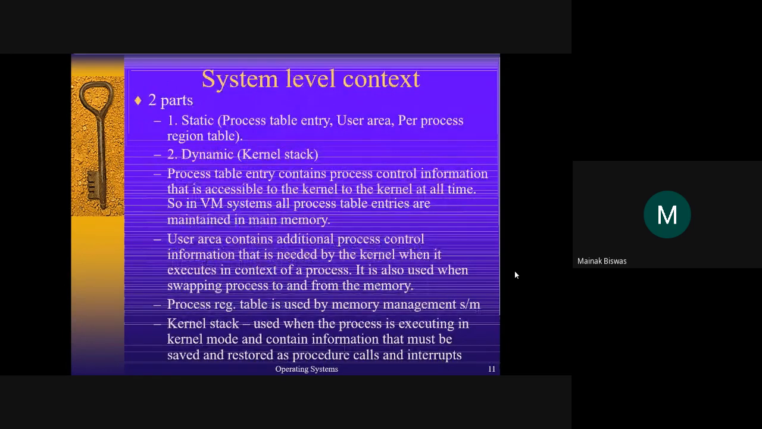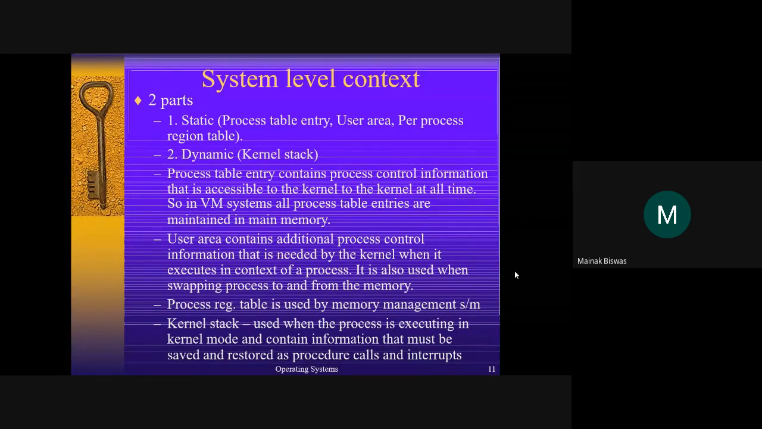Now, when you are talking about the system level context from the operating system point of view, there are two parts. One is static, that is the process table entry, the user area, and the per process region table. It holds the total information that the process has. The dynamic part is the kernel stack. How much processor time it uses may change; the kernel stack means how many registers it is using or how much time it is using. Those are dynamic and keep changing.